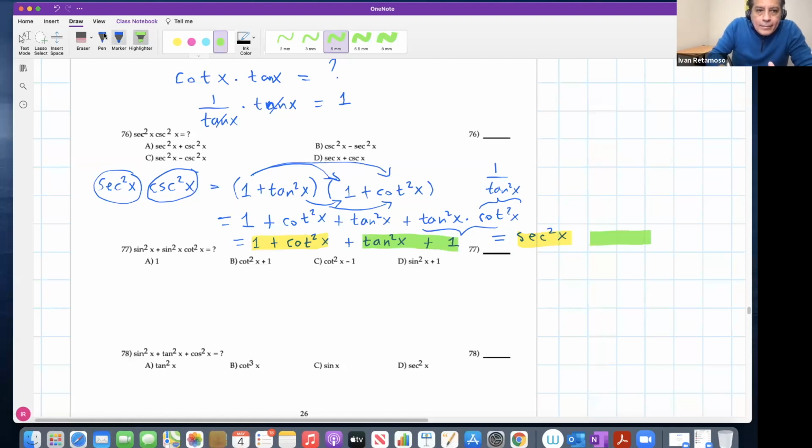So basically 1 plus cotangent square is cosecant square, right? Cosecant square there. Cosecant square. And this guy, and this guy, secant square, right? Secant square. That's it. And they are added to each other. So look for that. Yeah, go ahead, Christine, Regine.